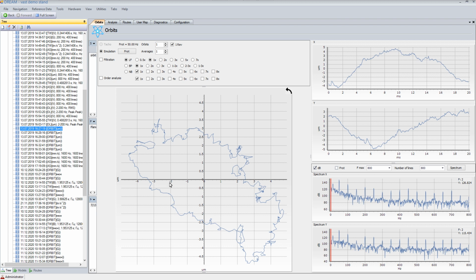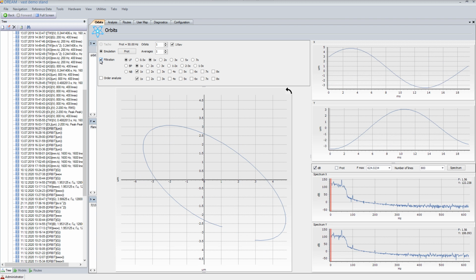The next thing that we have here is filtration. We have several ways to filter the signal. First, we switch on filtration, and first of all we have a low pass filter up to the selected harmonic of the rotation speed.